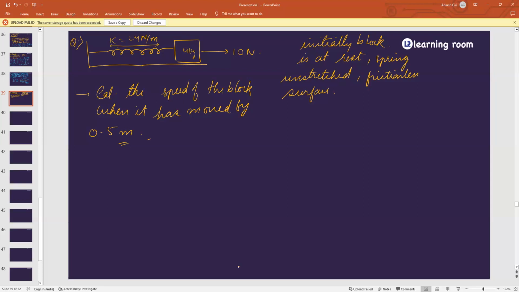Now again, the same question. What kind of energies can you find here? Kinetic energy is there, good, because there is change in velocity. So we can relate it with kinetic energy next.